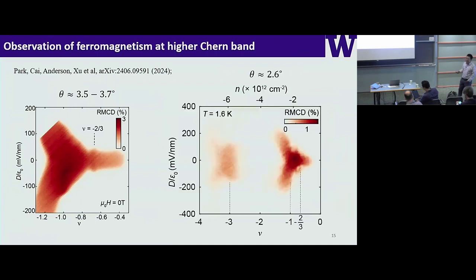Now we extend the measurements to higher filling factor. This data is taken from a twist angle of 2.6 degrees. You can see that the phase space near -1 and -2/3 is very similar to 3.7 degrees. Then we extend the measurements all the way to filling factor -3. You can see that there's a large phase space centered around filling factor -3 with a finite MCD signal. This highlights that in the second Chern band, we also have interaction-induced ferromagnetism, which is great.